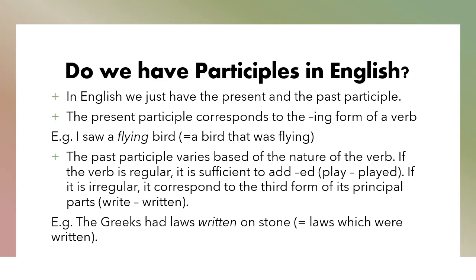The past participle instead varies based on the nature of the verb, because if the verb is regular, you simply add ed at the end of the verb. So for example, play, played. But if it is irregular, the ending is not really predictable, and you just have to learn the third form of the principal parts of the verb. Let's take the example of write, wrote, written. And so the third is written. In the example, the Greeks had laws written on stone. So laws which were written on stone.